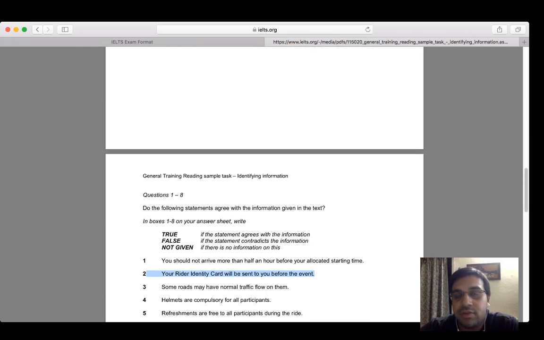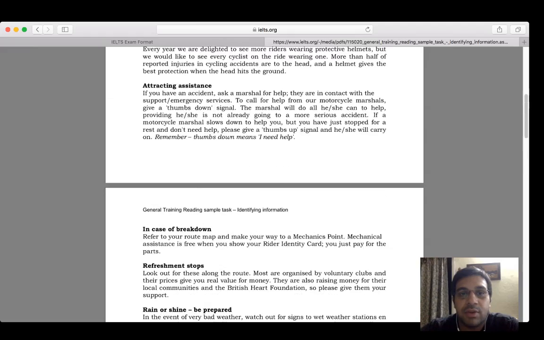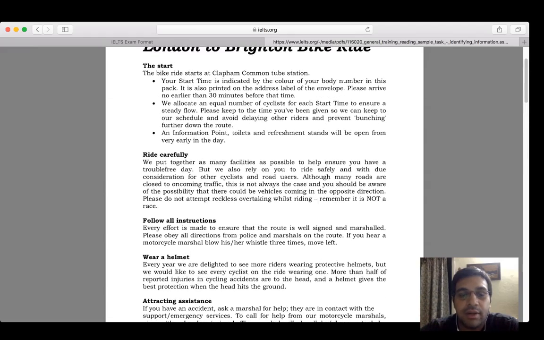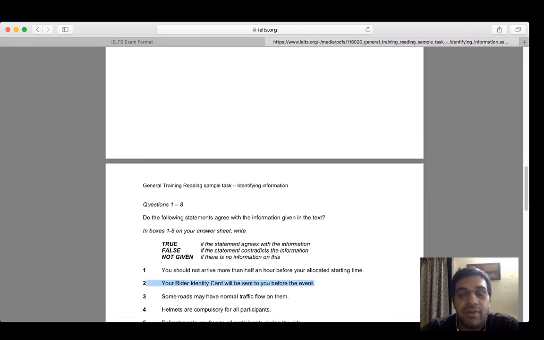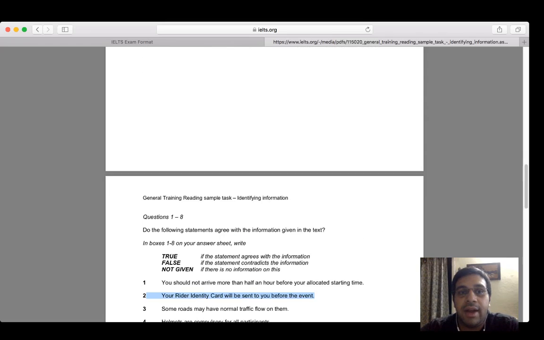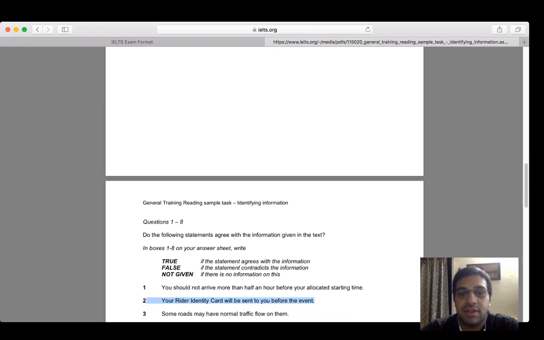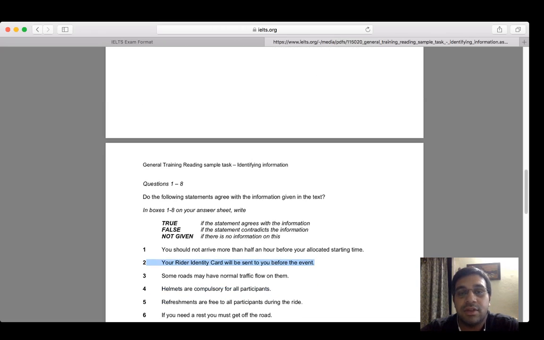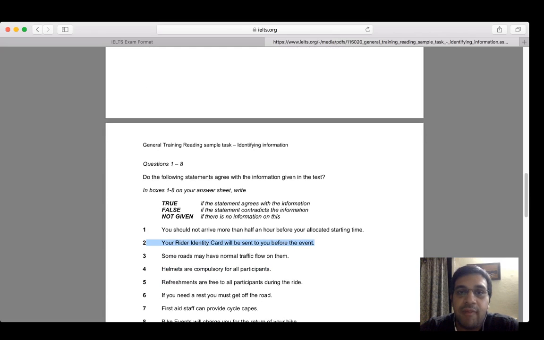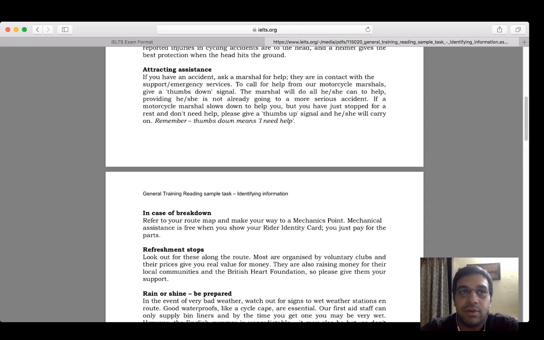The answer would be not given, and it cannot be false because, as you can see, the information is not actually there in the text. You cannot find the words identity card or anything related to identity card in the paragraphs between the answers to questions 1 and 3. Hence, this is a good strategy which you guys can use, and it'll be really helpful to know that everything is in the order of the questions you are answering.